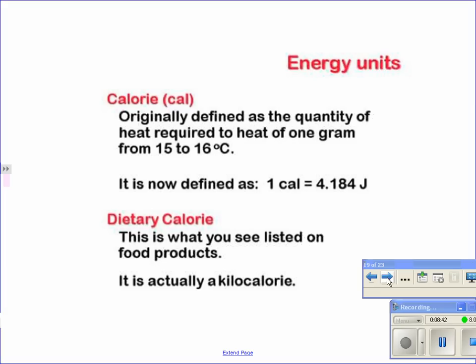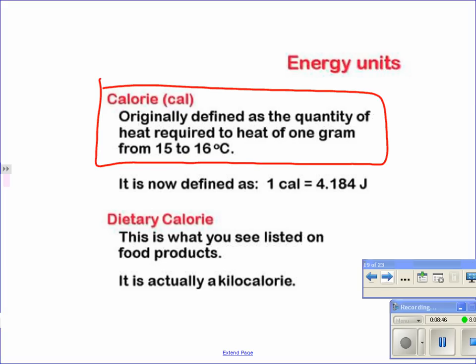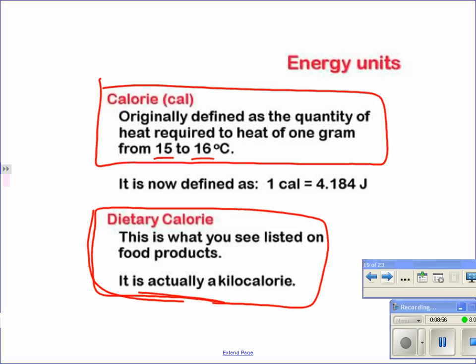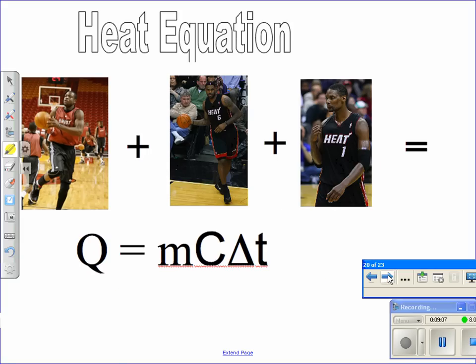Calorie. A calorie is the amount of heat energy required to raise the temperature of 1 gram of water from 15 to 16 degrees Celsius. That's a scientific calorie. A dietary calorie is actually a kilocalorie, 1,000 of those. That's what's on food packages. The key thing you need to know for this is that a calorie is equal to 4.184 joules.